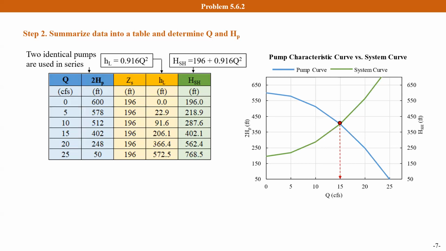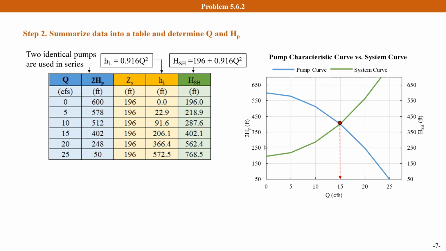Because in this problem, we use two identical pumps in series, the discharge through the two pumps must be the same, equal to Q. And the total pump head should equal 2 times each pump head.